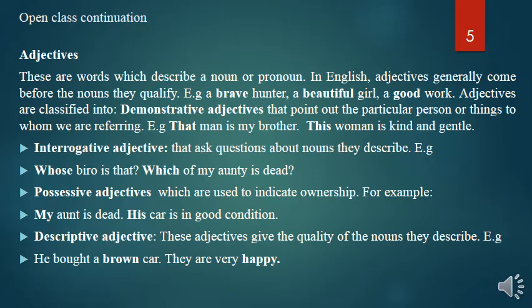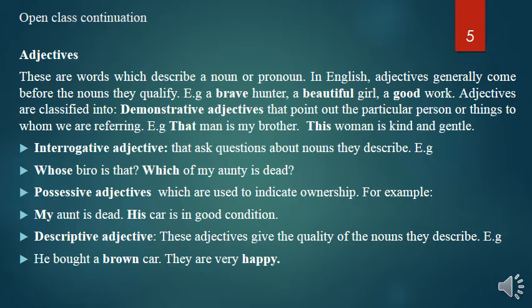The next adjective is possessive adjective. Possessive adjectives are used to indicate ownership. For instance, my aunt is dead. My is the possessive adjective because it indicates that the aunt you are talking about is yours. That is, it shows a kind of possession. His car is in good condition. His car, his, is the possessive adjective there. It is telling the reader or the listener that the car belongs to him. That is, it shows or indicates a kind of ownership.